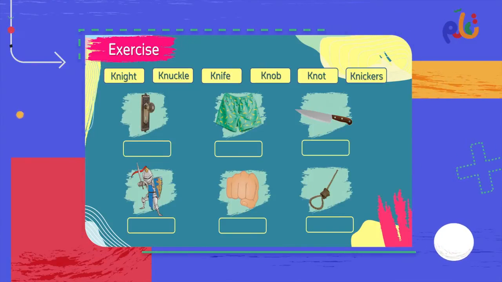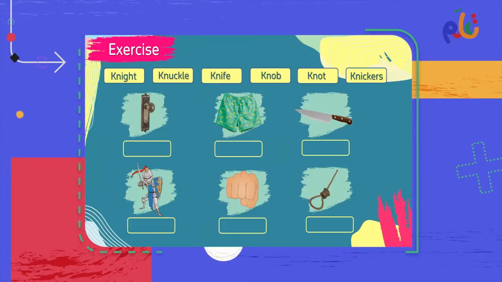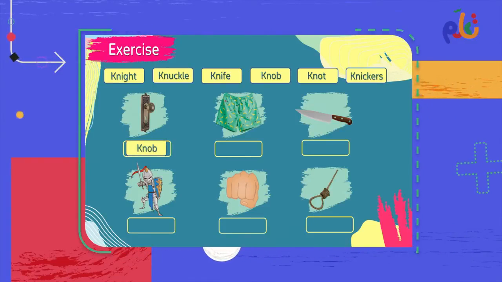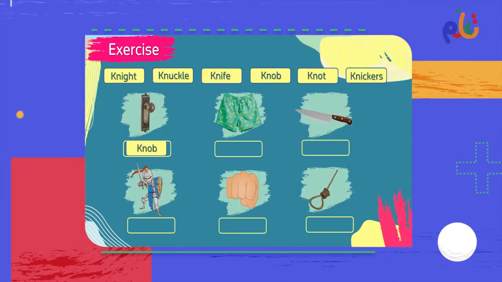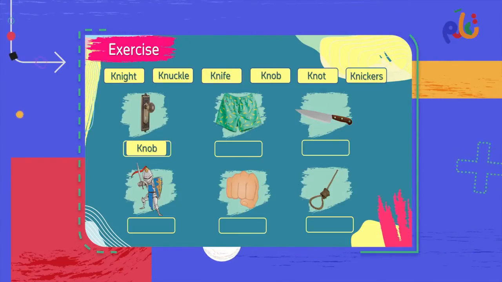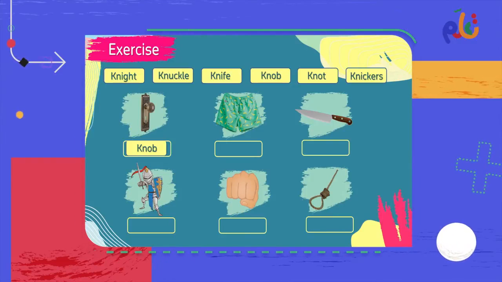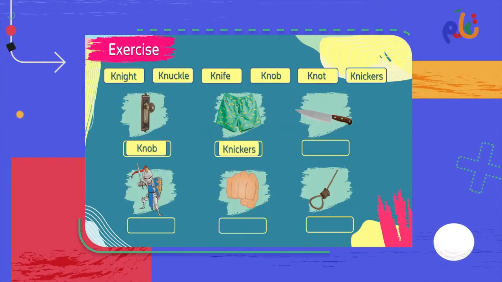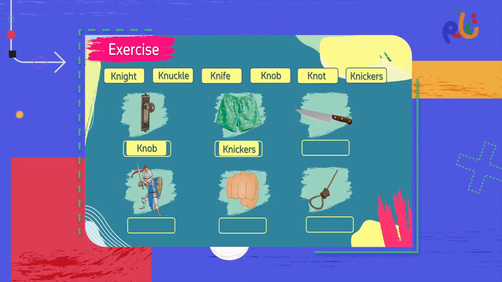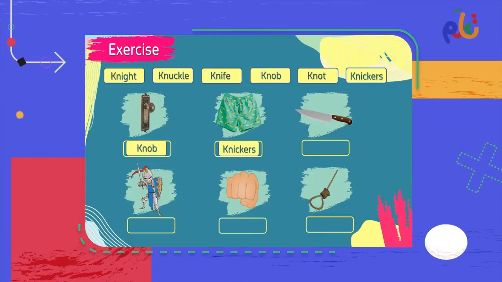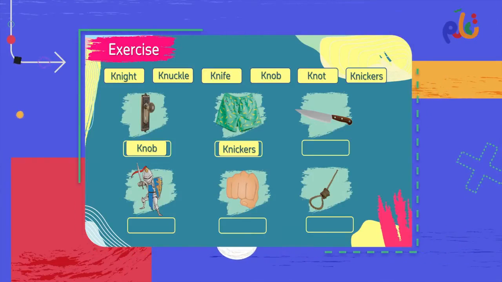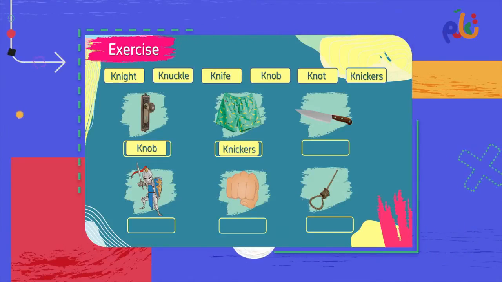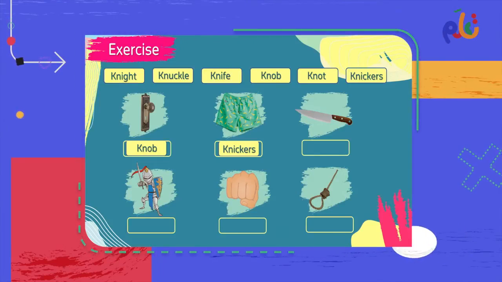The first picture. What is in the first picture? What could we see in the first picture? It's knob. It's a door knob. Knob. Did we mention the K? No, we didn't. We did not mention K. Knob. Knickers. This is a pair of shorts, but it's not a normal short. It's the type of short we go to the swimming pool in. These are the shorts we wear when we go to the swimming pool. Knickers.